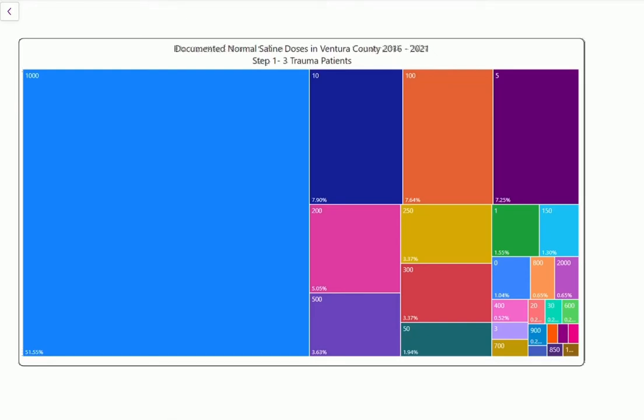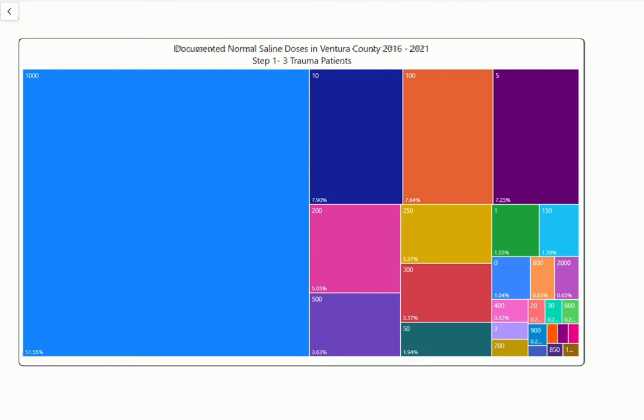Okay, so now that we've pretty well defined that fluid resuscitation in hemorrhaging trauma patients is something to be careful about and how impactful that can be, it would make sense to look at our system and answer the question, how much normal saline are we giving our trauma patients? What we're seeing on the screen here is every normal saline dose documented in ImageTrend for step 1 through 3 trauma patients since 2016.